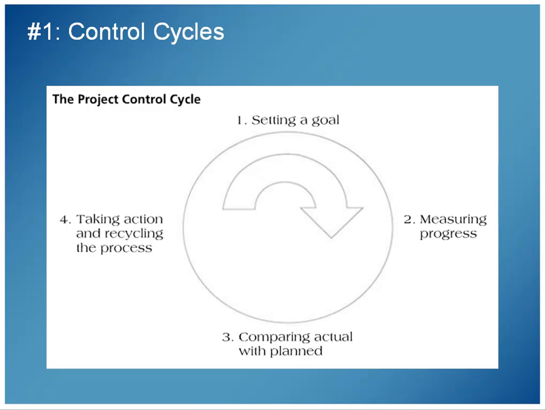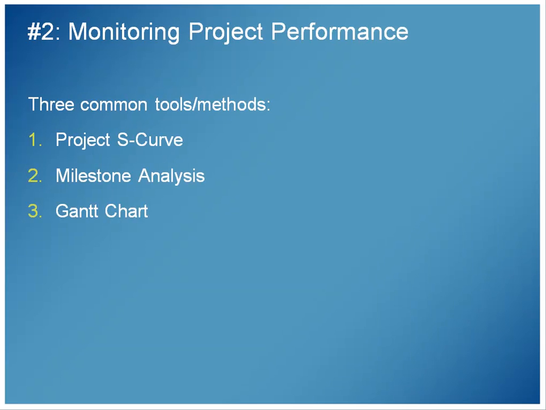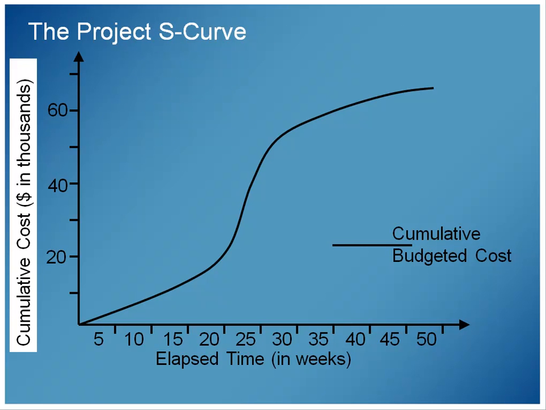So what are some different progress measuring systems that we can use? Well, let's look at some ways of monitoring our project performance. There are 3 common tools and methods that we talk about in this chapter. Our author talks about the project S-curve, milestone analysis, and Gantt chart, and a specific type of Gantt chart that we'll see in a second.